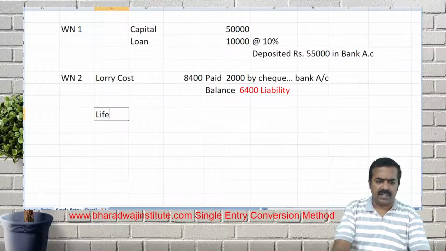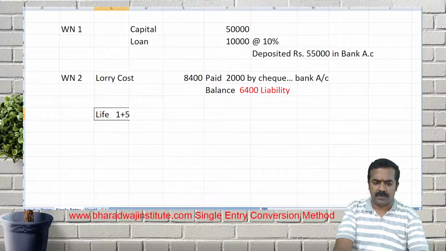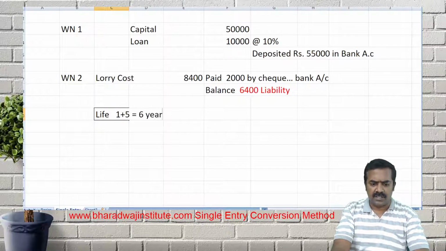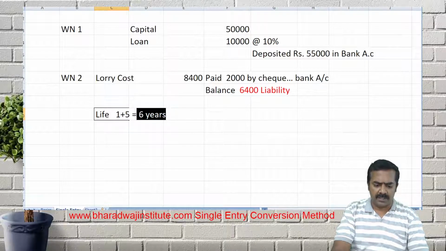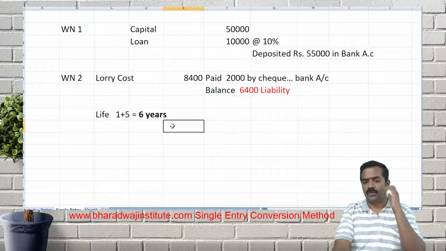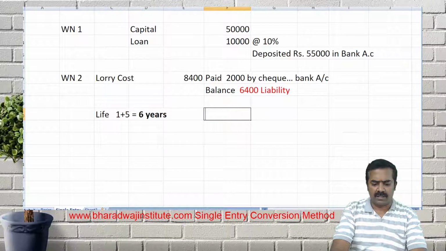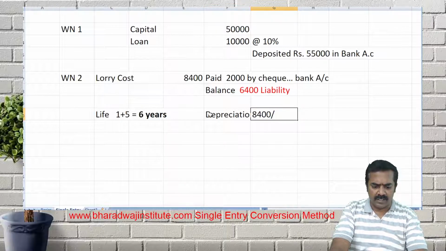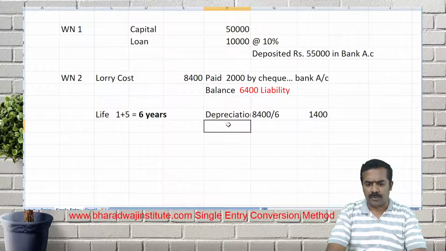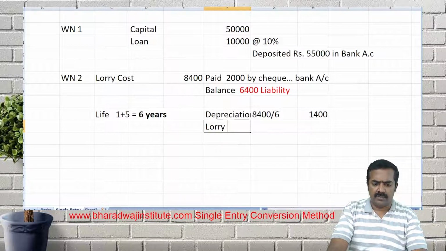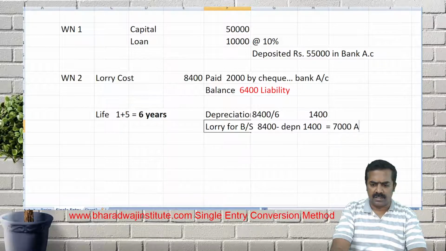Life of the lorry: already 1 year is over, plus 5 years from now is given. How many years? 6 years. This letter is written after doing the business for 1 year. So 5 years from now, so total life is 6 years. Based on this, depreciation can be worked out. How much depreciation? 8,400 divided by how many years? 6 years. 1,400. So 1,400 is depreciation. Lorry for balance sheet will be 8,400 less depreciation 1,400. In the balance sheet, how much will be recorded? 7,000 on the asset side.